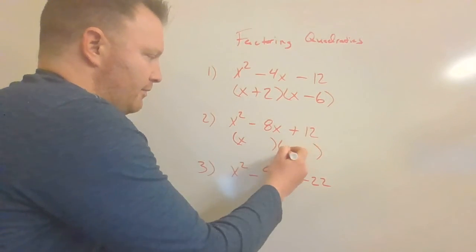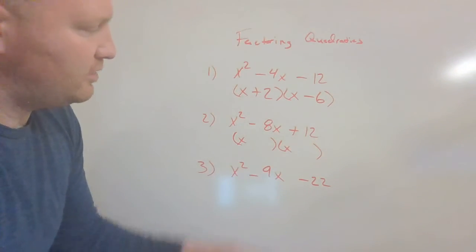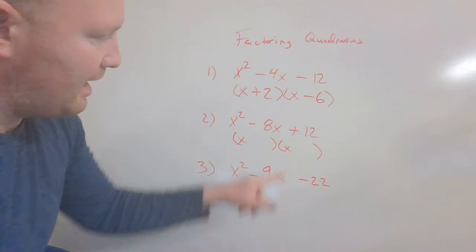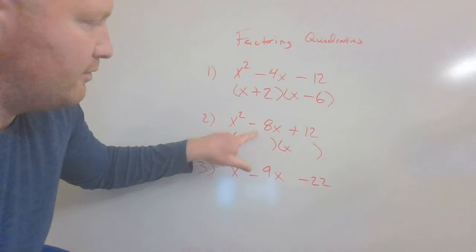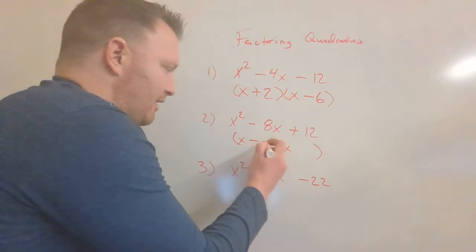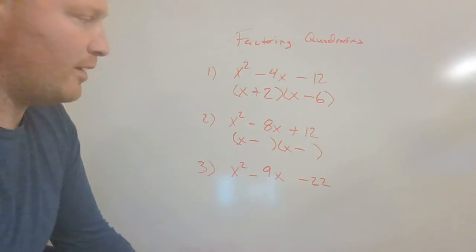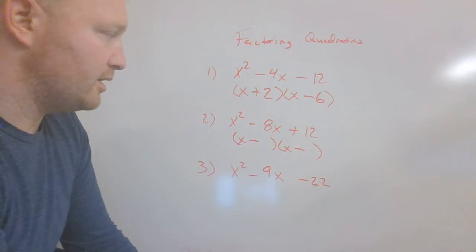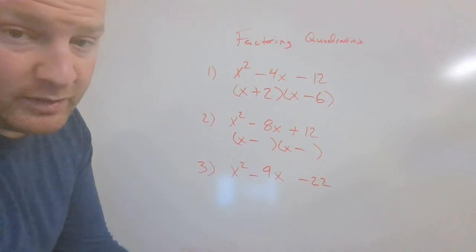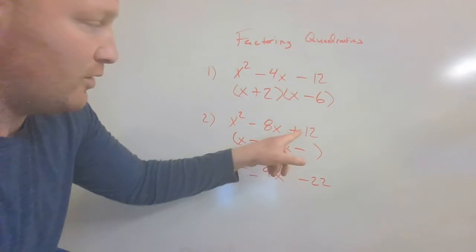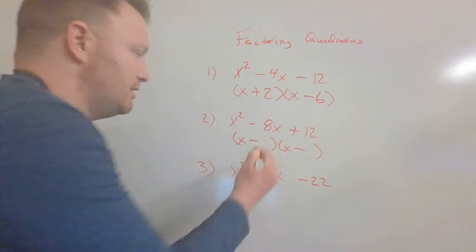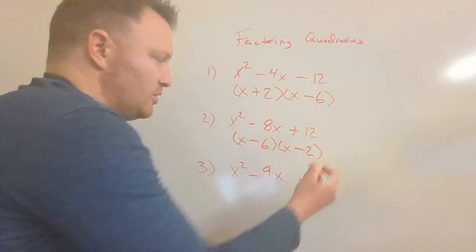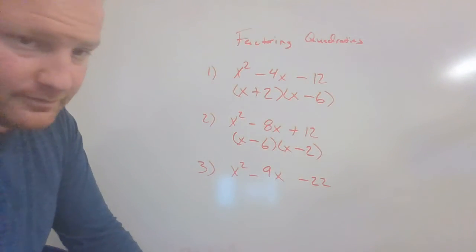Easy, first step. Now this one's kind of simple because I got a positive product but a negative sum. By rule, I have to have a negative and a negative there, no matter what, okay? So, what 2 numbers multiply to positive 12 that add to negative 8? Well, that's kind of simple. Negative 6 and negative 2. There you go, we factored it.